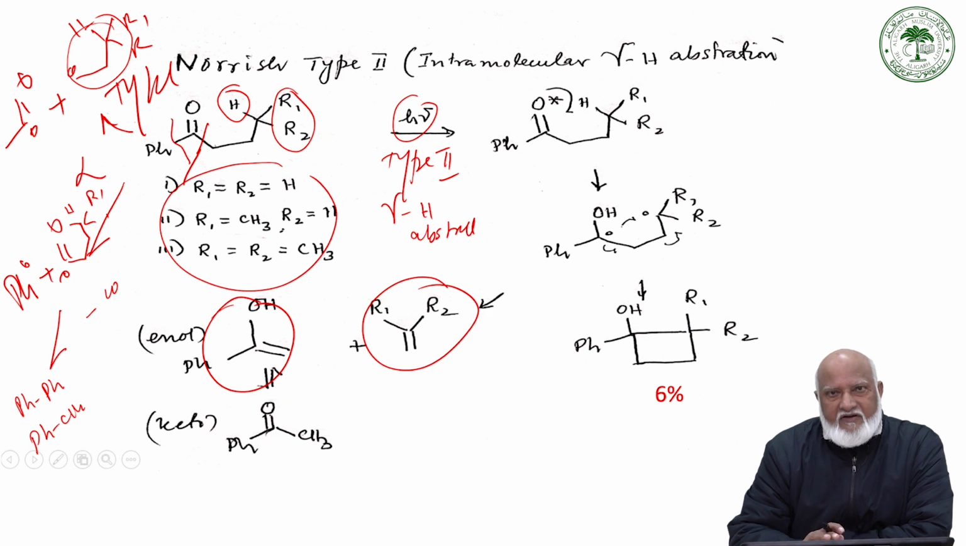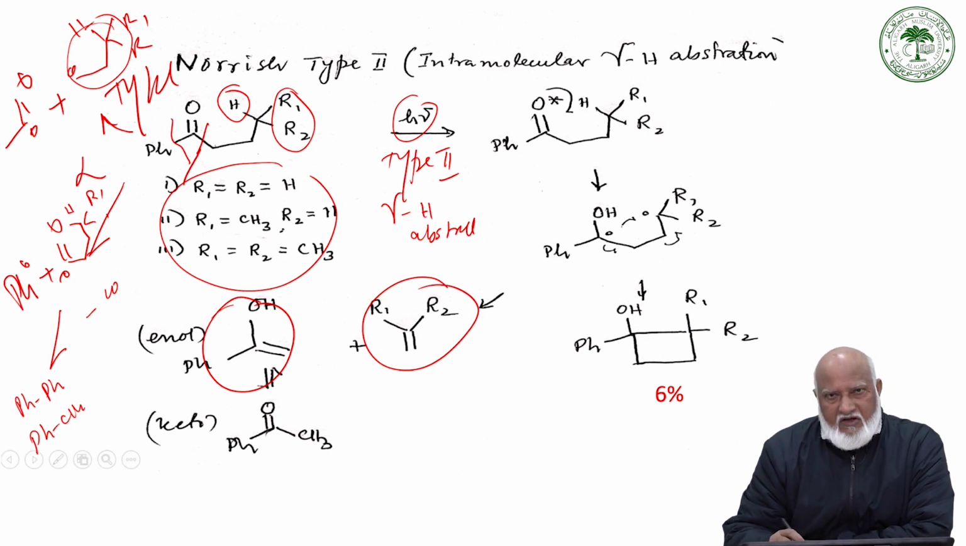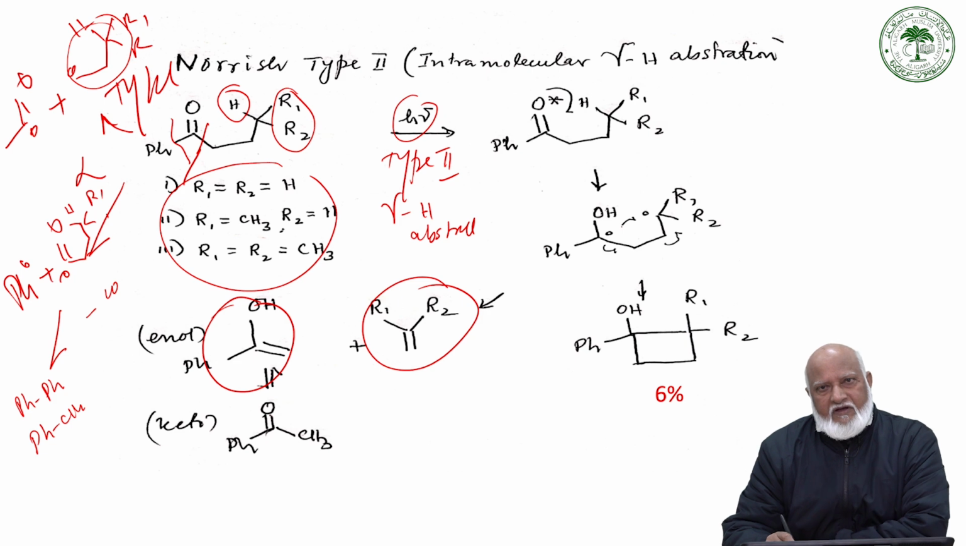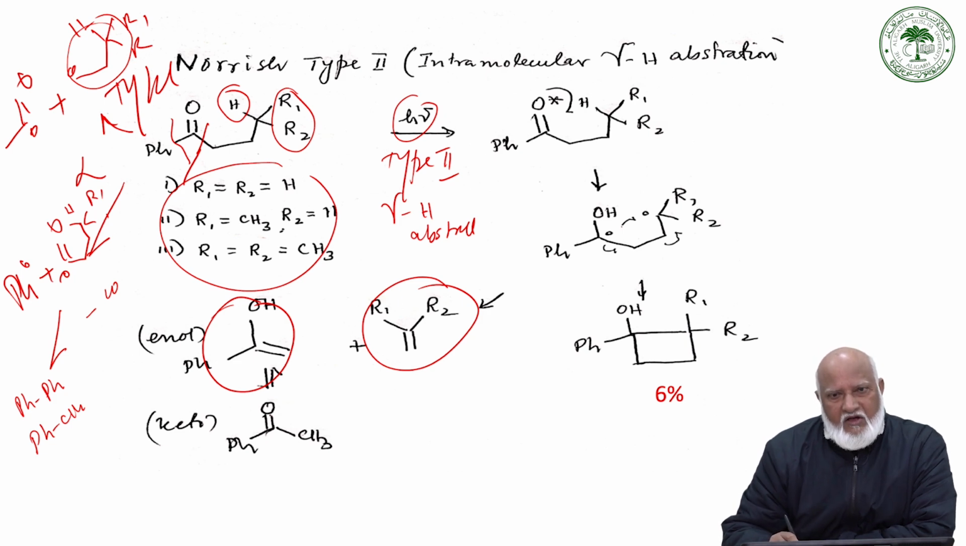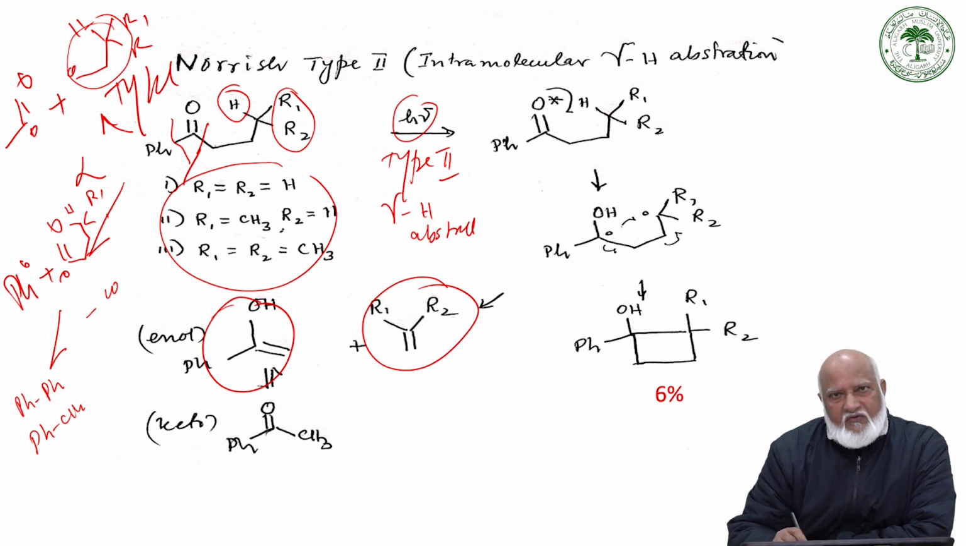But out of these 6 products, the most important and synthetically useful product is this cyclobutanol, because we are getting a ring-strained system. The generation of a 4-membered ring is synthetically important because it is a highly strained system, and construction is not very easy by any synthetic route. But in normal solution phase photochemistry, the yield of this product is very, very low, something around 6%.